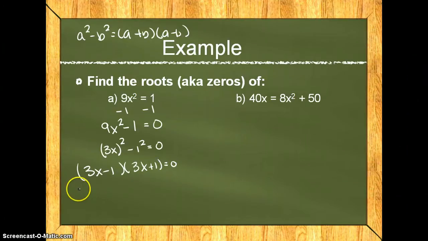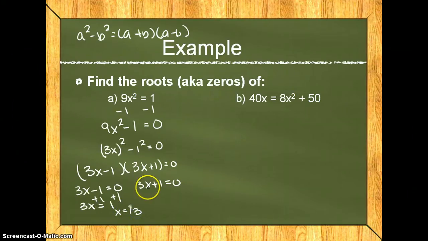Using the zero product property, you can set each of these separately equal to 0 and solve. Therefore, our two solutions are x is equal to 1/3 and x is equal to negative 1/3.